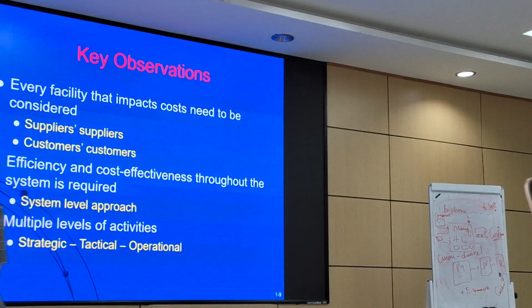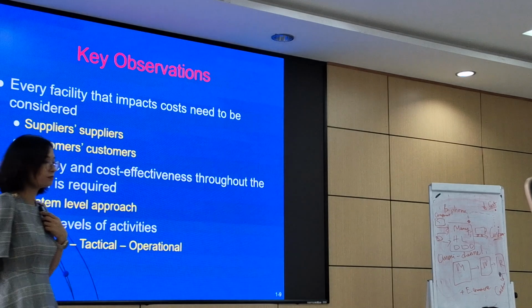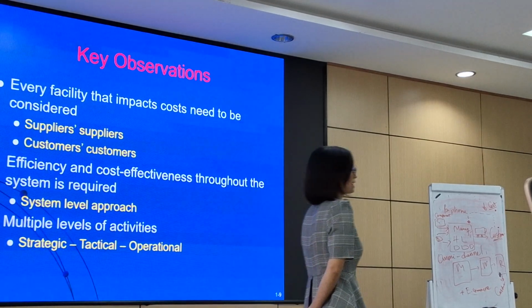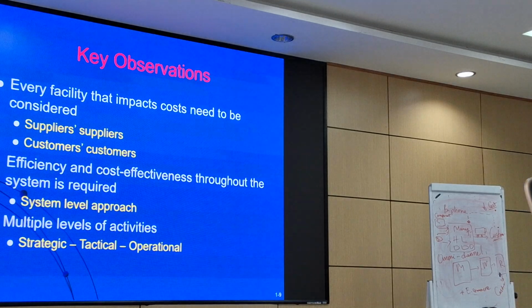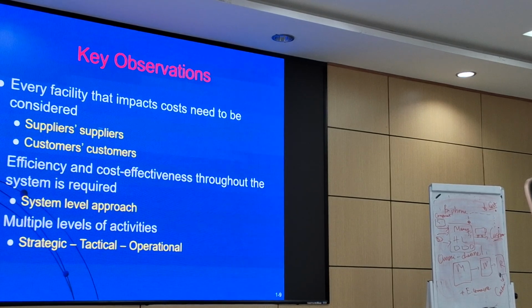First of all, every facility that impacts the cost needs to be considered. Supplier. For example, when I worked for Canon, at that moment I was one of the supplier developers. I had to work with the Canon suppliers to improve supplier performance, because if our supplier performance were bad, then it might affect the cost. So that's why we have to consider supplier of supplier.